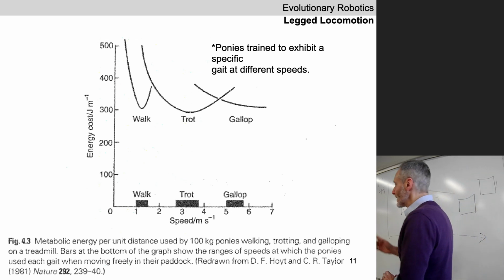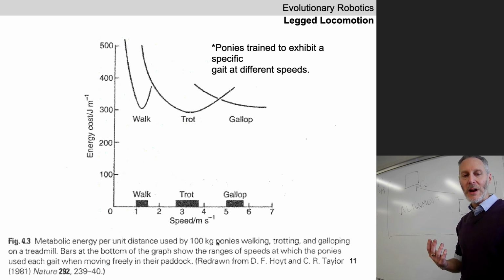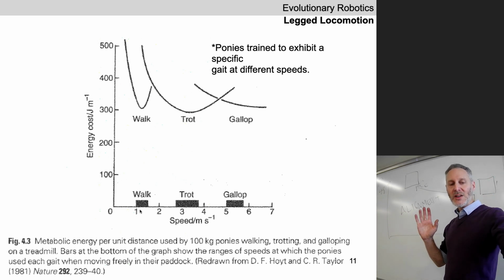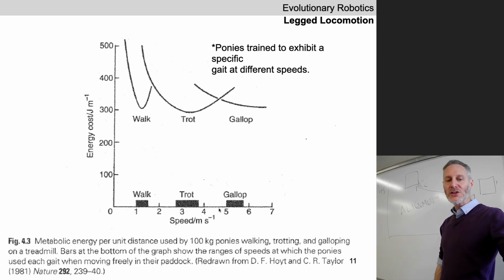Okay, let's go back and look at some energy versus speed again. In this case, we're going to work with ponies. They were working with 100-kilogram ponies, and the investigators observed ponies walking or trotting or galloping when moving freely in their paddock. So they're just out there doing their thing, and they naturally switch between these gaits.